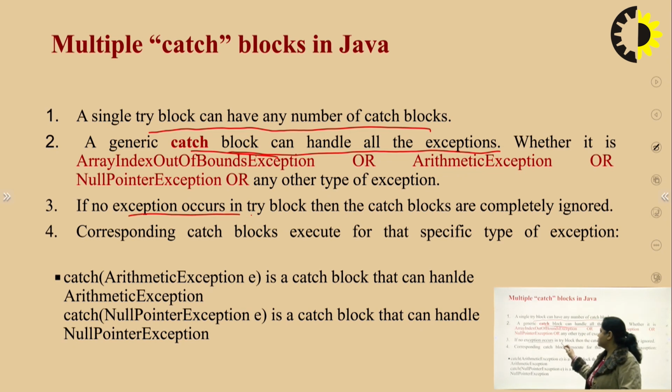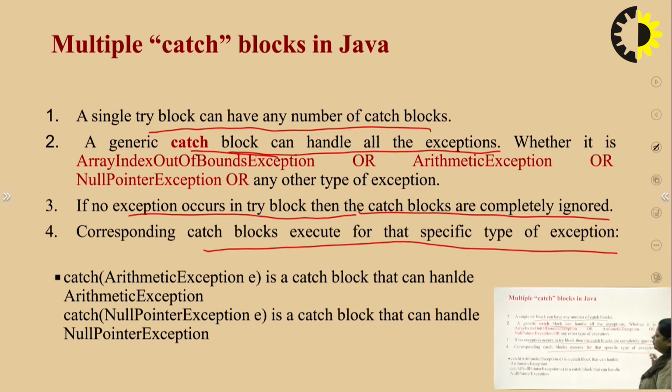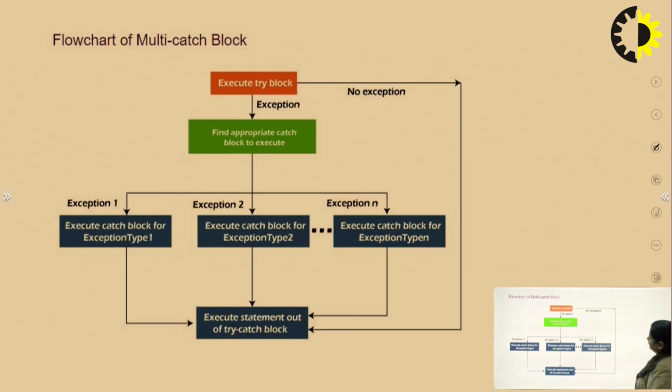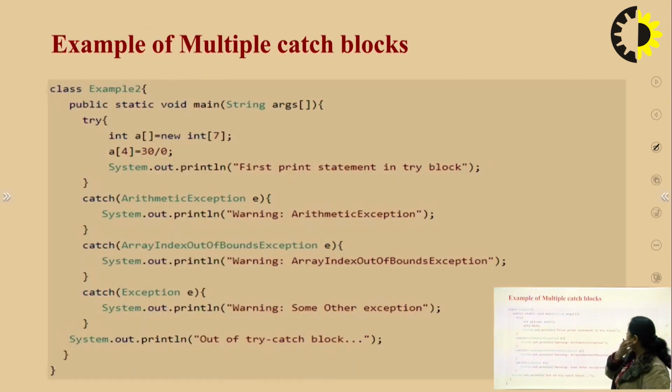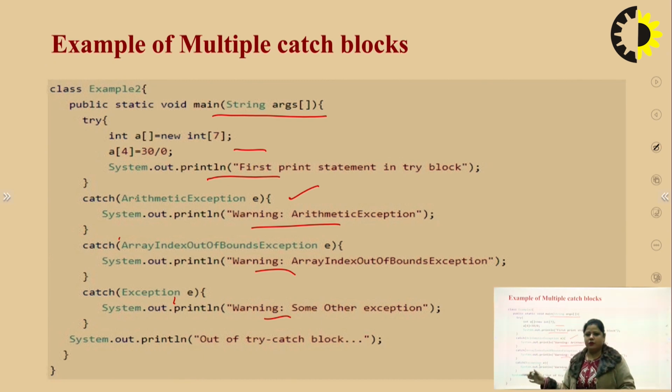exception. If no exceptions occur in the try block, then the catch blocks are completely ignored. The corresponding catch block executes for the specific type of exception. This is a flow chart of the catch block. This is one example of multiple catch blocks. Public static void main, System.out.println, catch statement. This is a warning. This is another warning, and so many. There are three catch blocks, followed by that program.